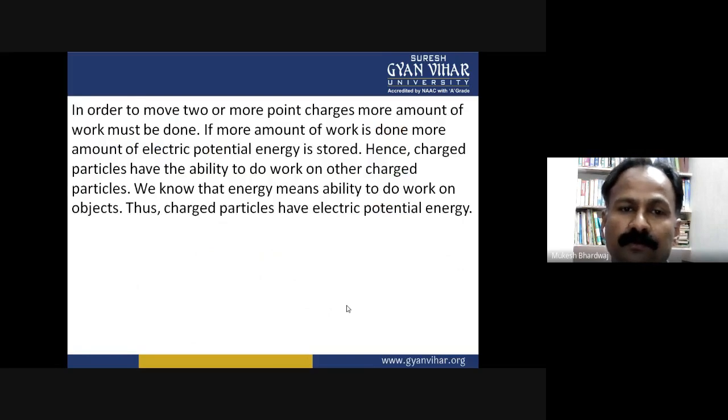In order to move two or more point charges, more work must be done. If more work is done, more electric potential energy is stored. And charged particles have the ability to do work on other charged particles. We know that energy means the ability to do work on objects. Thus, charged particles have electric potential energy.